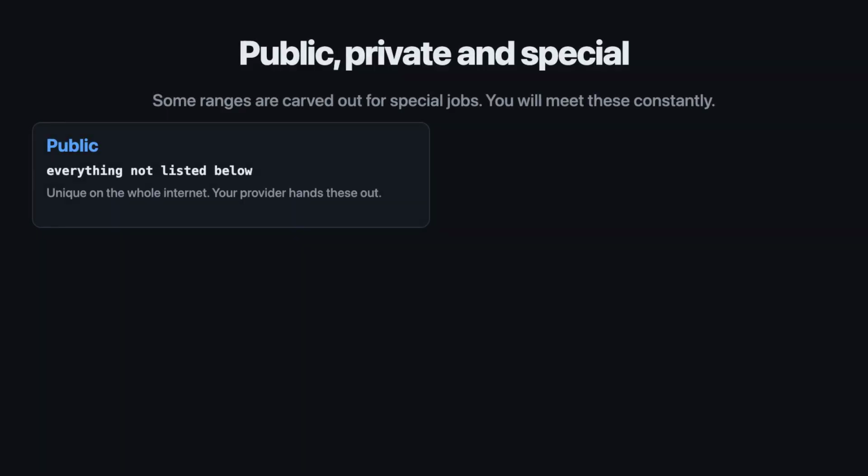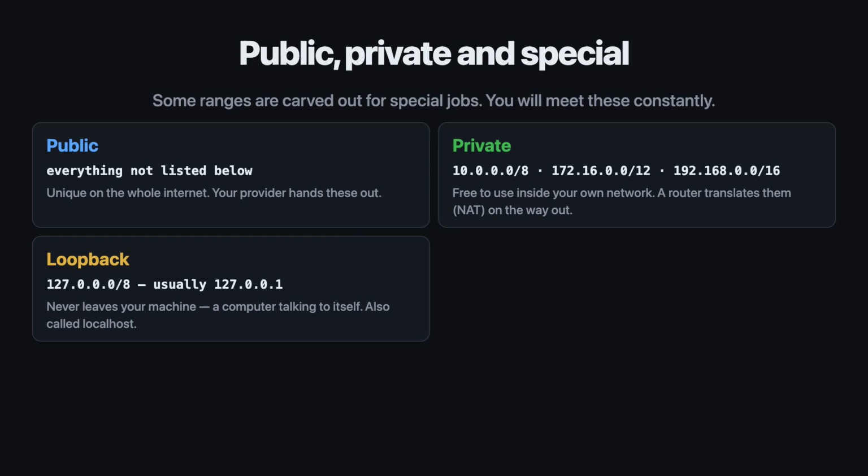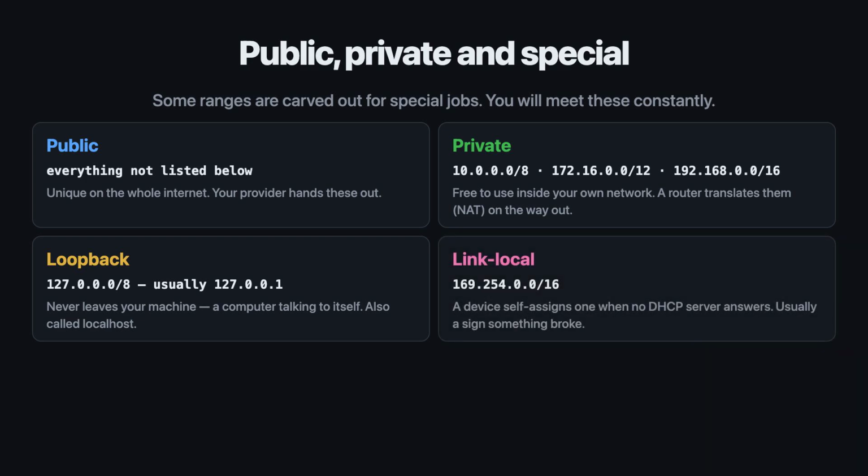Some ranges have special jobs. Public addresses are unique on the whole internet, and your provider hands them out. Private addresses, the ones starting 10, 172.16, and 192.168, are free to use inside your own network. Millions of homes reuse the very same ones, so your router has to translate them on the way out. That's called NAT. 127.0.0.1 is loopback, and it never leaves your machine.